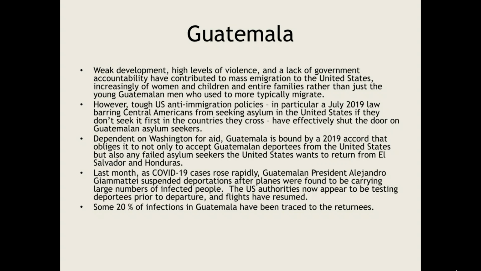They're facing, of course, tough U.S. anti-immigration policies. But Guatemala is bound by a 2019 accord that obliges it to not only accept Guatemalan deportees from the United States, but also any failed asylum seekers the United States wants to return from El Salvador and Honduras. Last month, as COVID-19 cases rose rapidly, Guatemalan President Alejandro Giammattei suspended deportations after planes were found to be carrying large numbers of infected people. The U.S. authorities now appear to be testing deportees prior to departure. Some 20% of infections in Guatemala have been traced to the returnees.